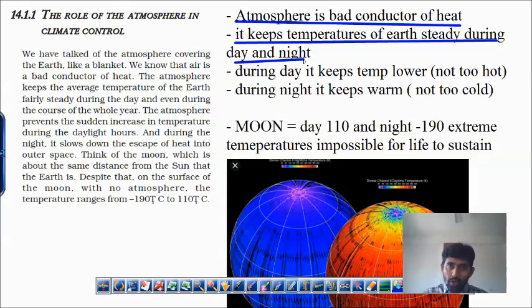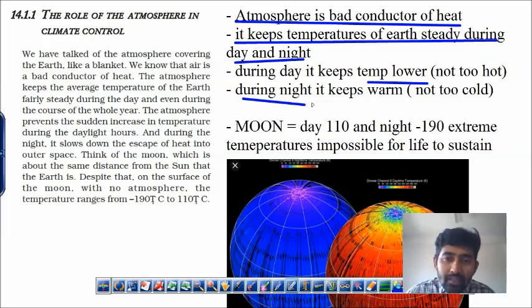Too hot, too cold. During day, atmosphere decreases the temperature and keeps it cool, and at night atmosphere keeps the temperature warmer so that living beings can live comfortably. That's the role of atmosphere.